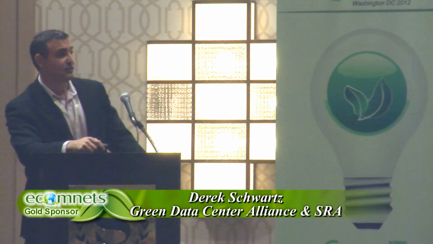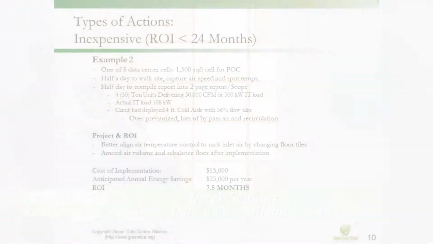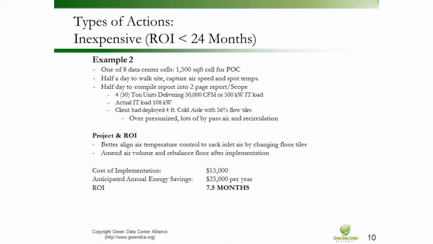they could shut off 2 of the 4 CRAC units, so 50%. In other rooms, it was a third, but in this one, it was 50%. So the cost of the implementation was $15,000. The anticipated annual energy savings was $25,000. Mind you, it's New York, so it's 16 cents a kilowatt hour, which is a lot more expensive than most places. And the return on investment was 7.5 months.